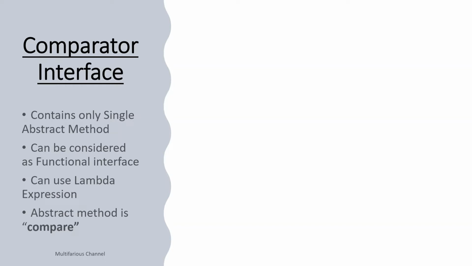This interface contains only one abstract method. Hence, we can consider this as a functional interface. And if we can consider it as a functional interface, then we can happily use lambda expression with it. This can be done if we implement the compare method. So let's look at the syntax of compare method.